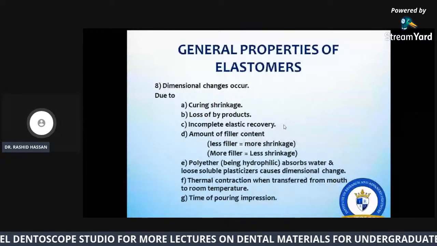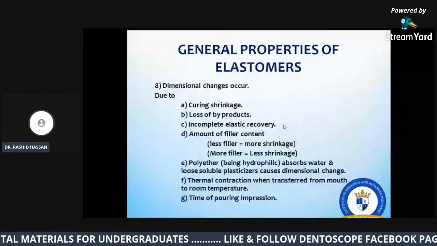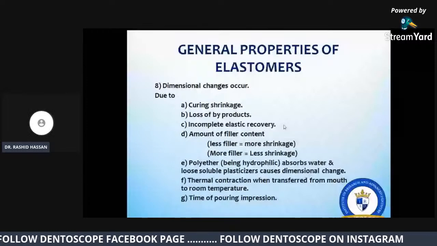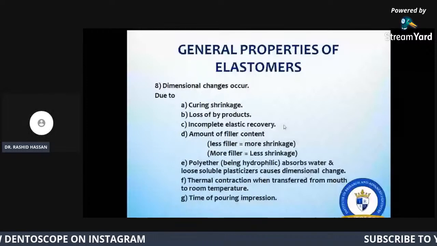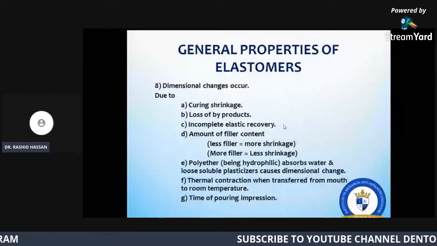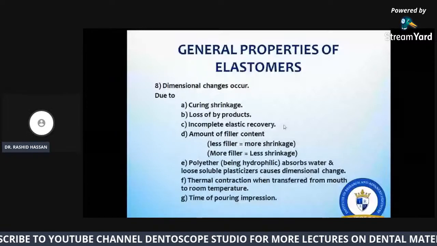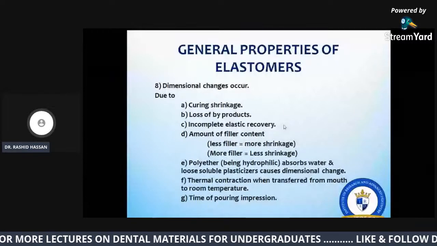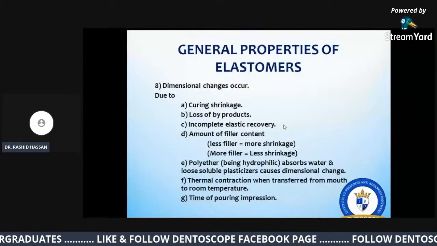Then the incorporation of the filler content. The filler content plays a very important role in the general properties of the elastomers, because the more the filler content, the less shrinkage is going to happen. This is inversely proportional: if you have fewer fillers, the shrinkage is going to be more, and if you have more filler particles, the shrinkage is going to be less.